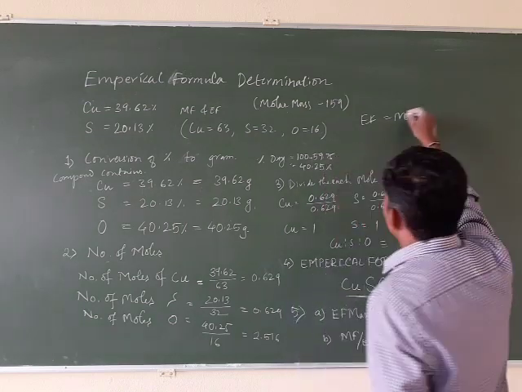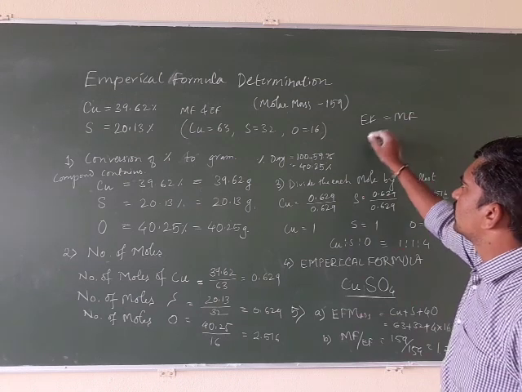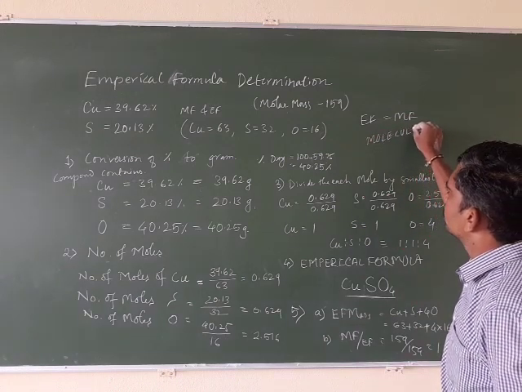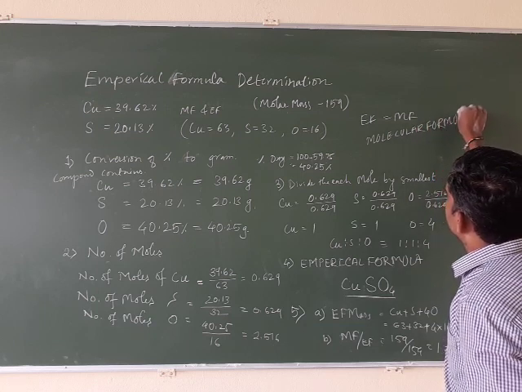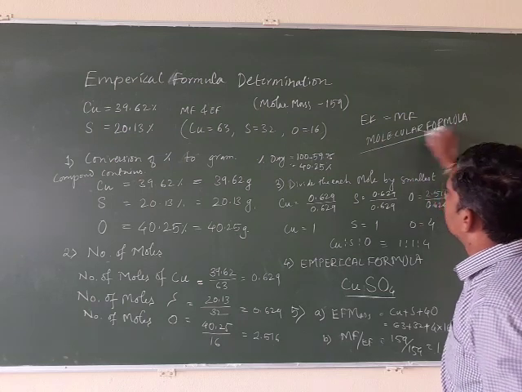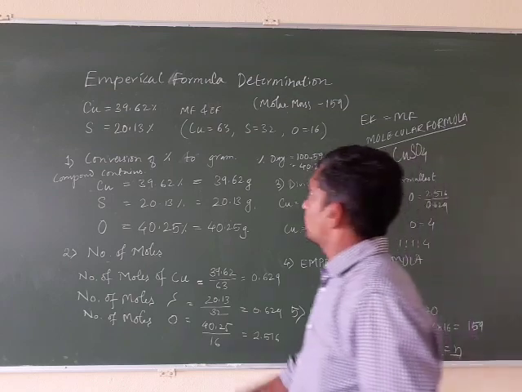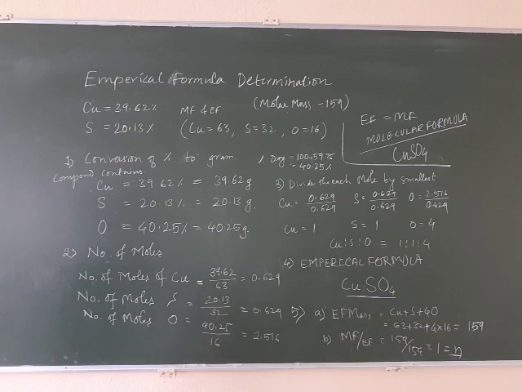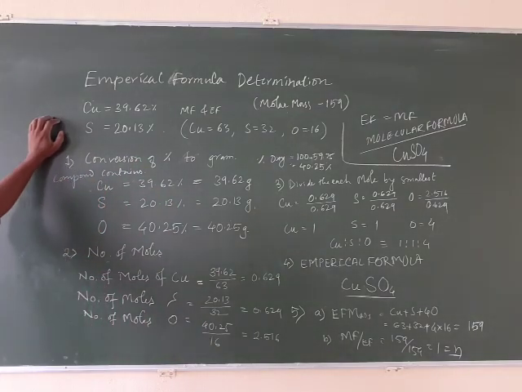Why? Because if we multiply this empirical formula by 1, once again we are getting the same. That's why the molecular formula for the given compound is CuSO4. So like this we are going to calculate the molecular formula and empirical formula for different compounds.